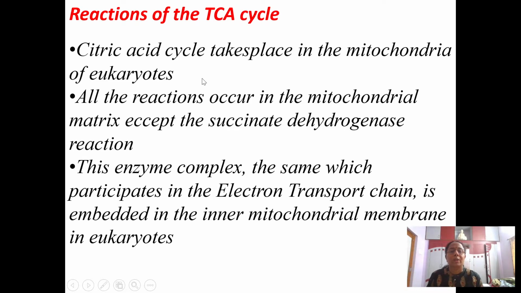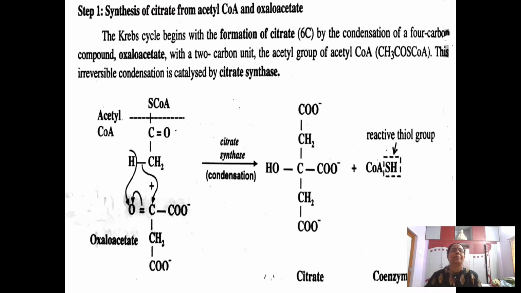So as of now, you know, from glycolysis what have you got? Pyruvate. From pyruvate what have you got? Acetyl coenzyme A. Acetyl coenzyme A condenses with what? Oxaloacetate to form what? Citrate. So that is how the citric acid cycle starts. See, the first step is the synthesis of citrate from acetyl CoA and oxaloacetate. See, this is your acetyl coenzyme A and this is your oxaloacetate.